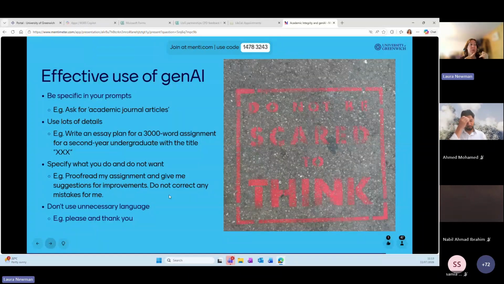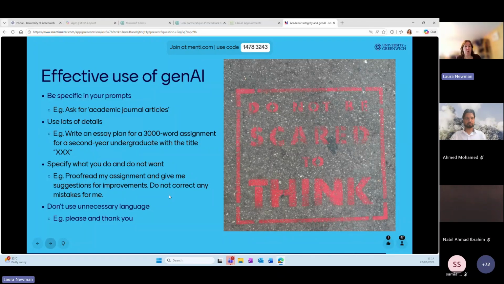So be specific. I don't just want journal articles on this topic. I want academic journal articles published in the last 5 years on this topic. I don't just want an essay plan on this topic. I want an essay plan for a 3,000 word assignment for a second year undergraduate on this topic, right? So add more detail. Specify what you don't want as well as what you do want, right?